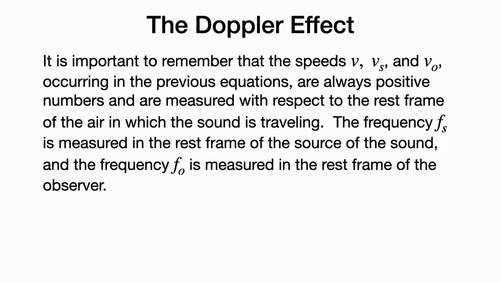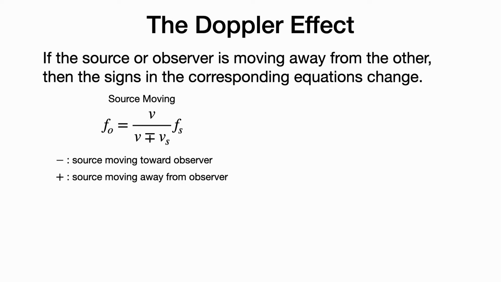It is important to remember that the speeds v, vs, and vo occurring in the previous equations are all positive numbers and are measured with respect to the rest frame of the air in which the sound is traveling. The frequency fs is measured in the rest frame of the source of the sound, and the frequency fo is measured in the rest frame of the observer. If the source or observer is moving away from the other, then the signs in the corresponding equations change. For the case when only the source is moving, the difference between the two speeds in the denominator indicates that the source is moving toward the observer.